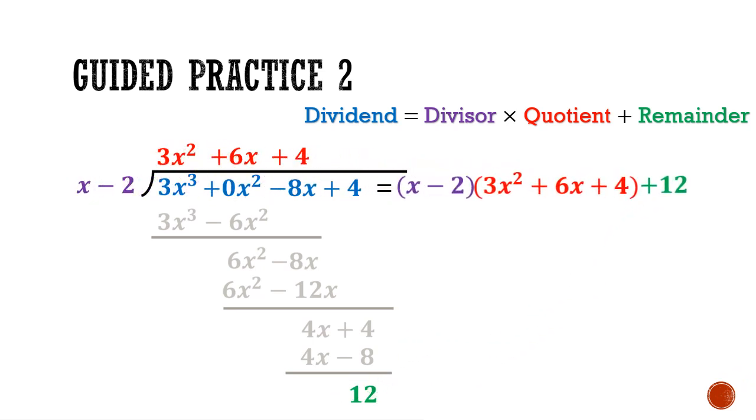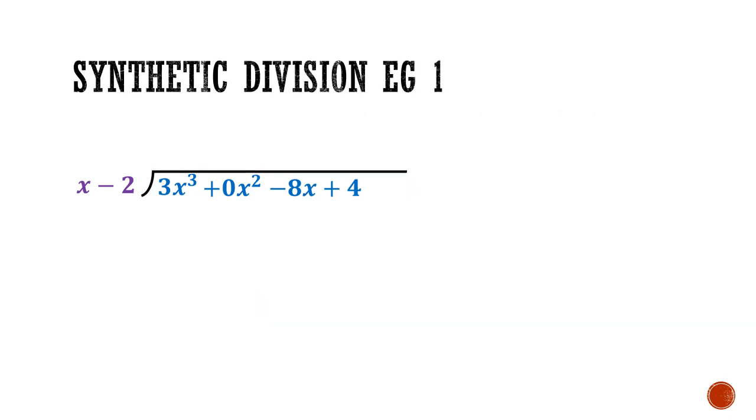And that simply just gives us (x - 2)(3x² + 6x + 4) + 12. Now let's look at the same problem again, but this time using the synthetic division method. Now this method is actually the same as before, but the working is a lot more simplified. And instead of writing the terms, we're going to construct a table of just the coefficients.